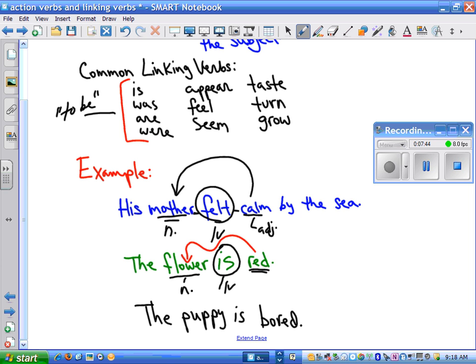In our final example, hopefully not too downer of an example, the puppy is bored. The puppy is bored. And now the pattern should be clear. Here's that is. And what is it doing? Is helping to connect this noun puppy to an adjective that describes it. In this case, bored. It helps to develop that relationship between the noun in this case and an adjective that gives us that additional information about it.